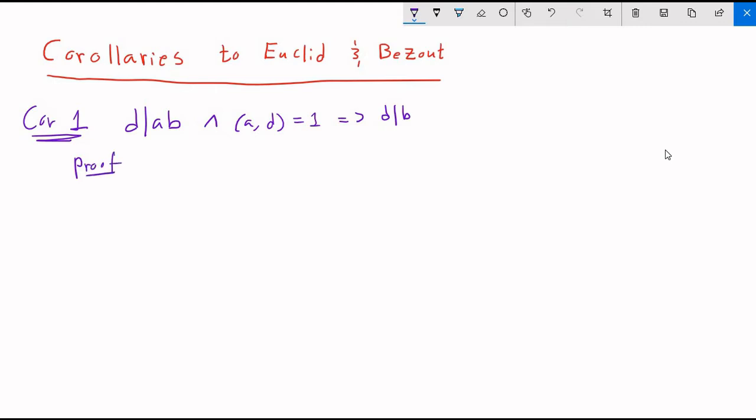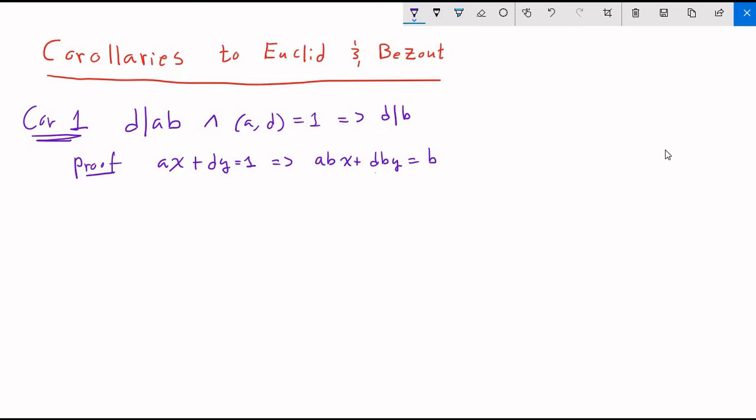To see this, Bezout's theorem tells us that since a and d have GCD equal to 1, there exist some integers x and y, so that ax plus dy is equal to 1. And if I multiply both sides of this by b, I'm going to get that a times b times x plus d times b times y is equal to b.